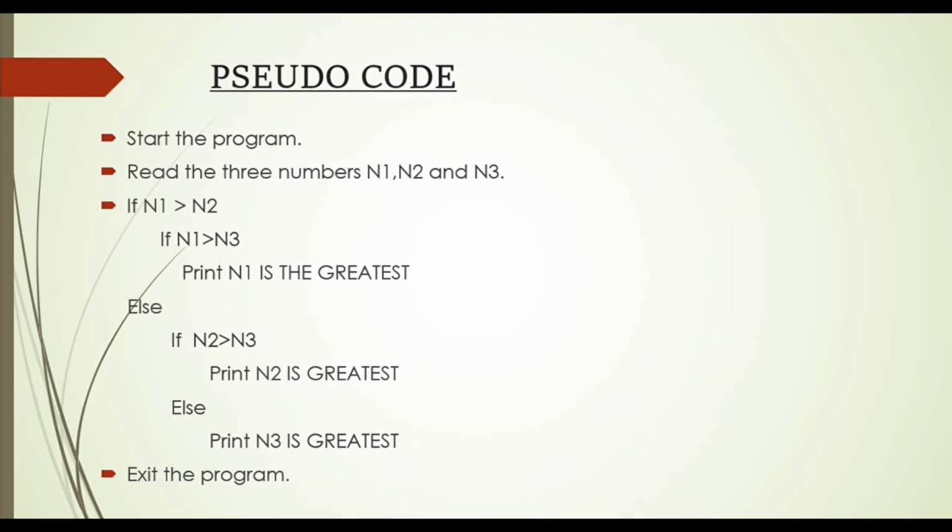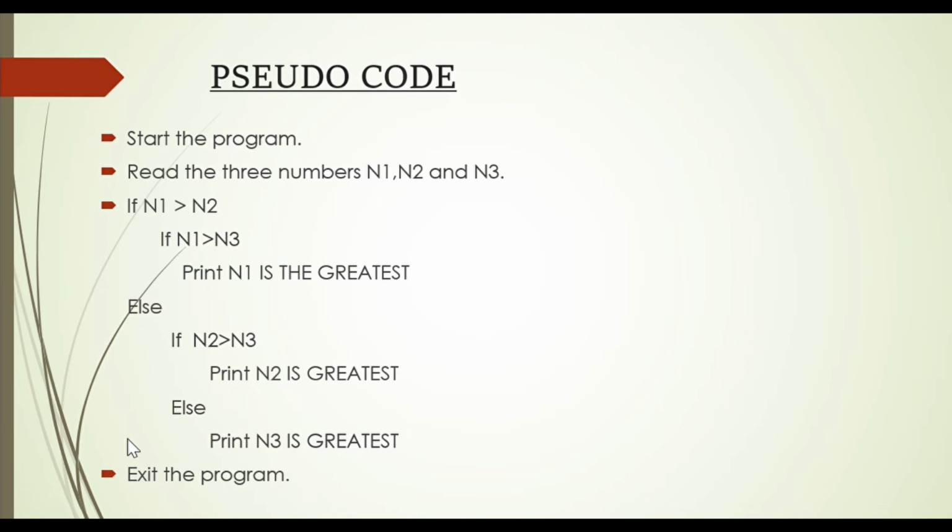So the pseudocode will be, first we will start the program, then we will read the three numbers. Now we will check if n1 is greater than n2. अगर n1 n2 से ज्यादा होता है तो हम फिर उसके अंदर में जो if है उसको चेक करेंगे. तो अगर n1 n3 से भी ज्यादा होता है तो क्या करेंगे, प्रिंट n1 is the greatest. अगर ये n1 n2 से ज्यादा होता है, ये कंडीशन सेटिस्फाई नहीं हुआ तो हम इसके अंदर तो नहीं जाएंगे, हम क्या करेंगे एल्स पार्ट के अंदर चले जाएंगे.